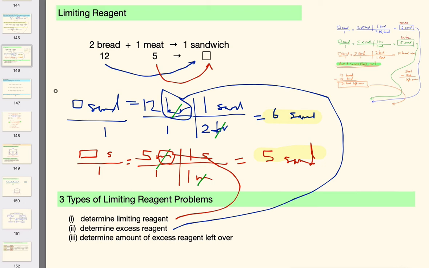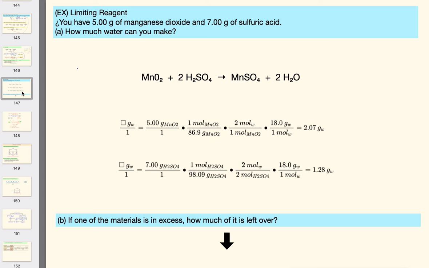On the other hand, if I started with 120 slices of bread, you'd still have a whole lot of bread left over and you probably wouldn't order any more. So it's not just trying to be difficult. There is a good reason to calculate how much excess reagent you have left over. Let's look at what a problem looks like.